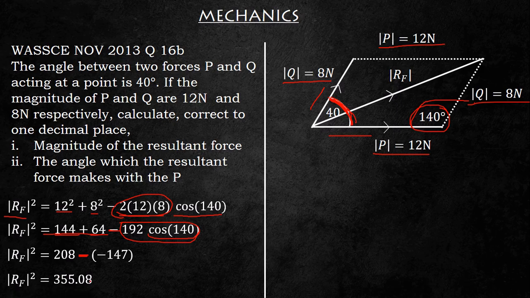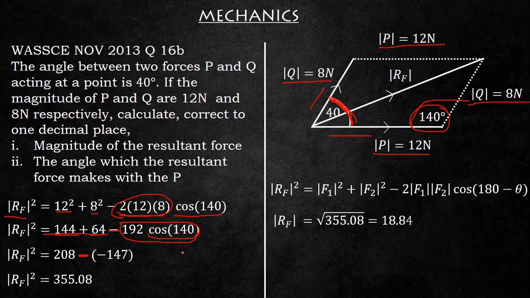Now when I put these two together, I'm going to get 355.08. So the resultant force squared is equal to this. Now I have to take the square root of both sides. The square root of 355.08 is going to give me 18.84. That is going to be the magnitude of the resultant force. We have to have our answer to 1 decimal place, so it is going to be 18.8 newtons, because I'm talking about forces, so the unit is N. So 18.8 newtons.